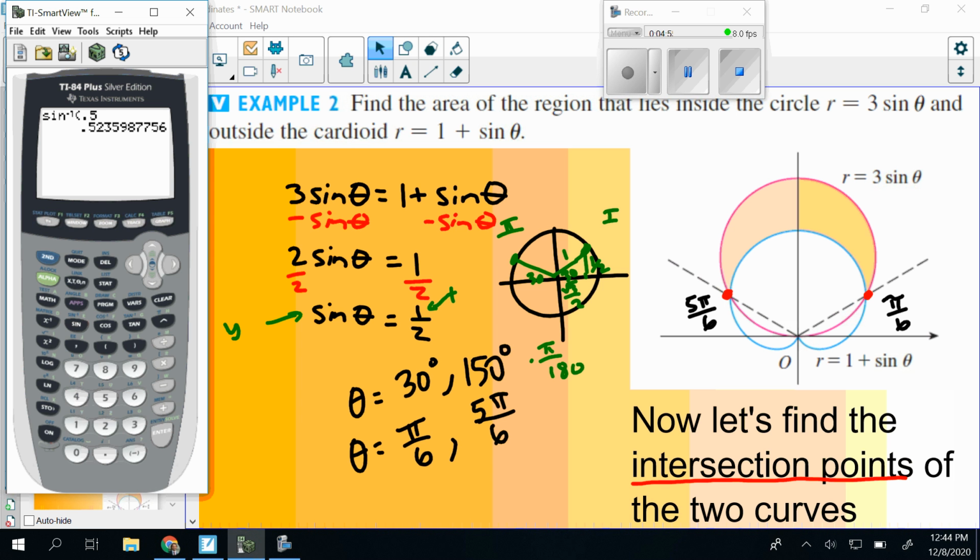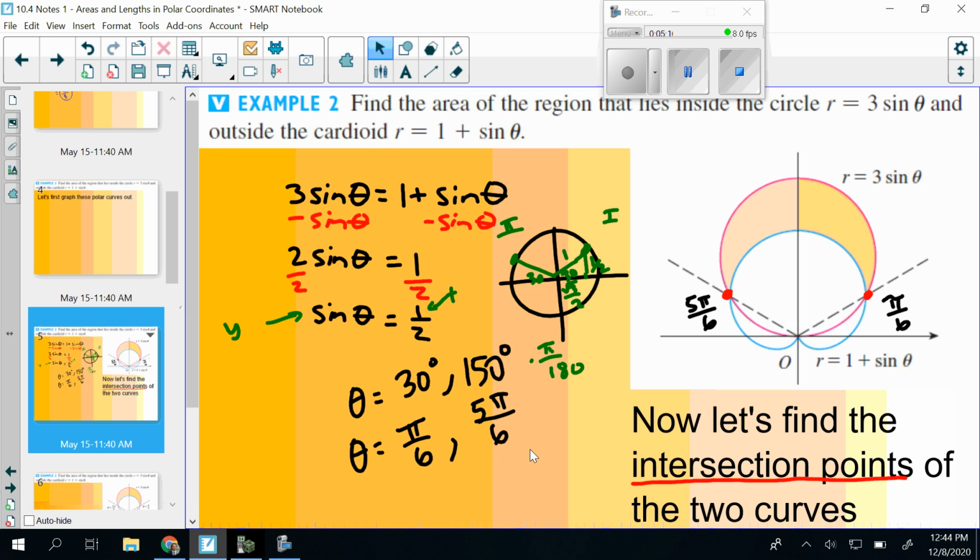You get that. This is in radians. My calculator's set in radians, so I'd have to divide that by pi. And as a fraction, you can see that that's 1/6, so that's our pi over 6 answer, and then you'd have to find that similar angle in quadrant 2.